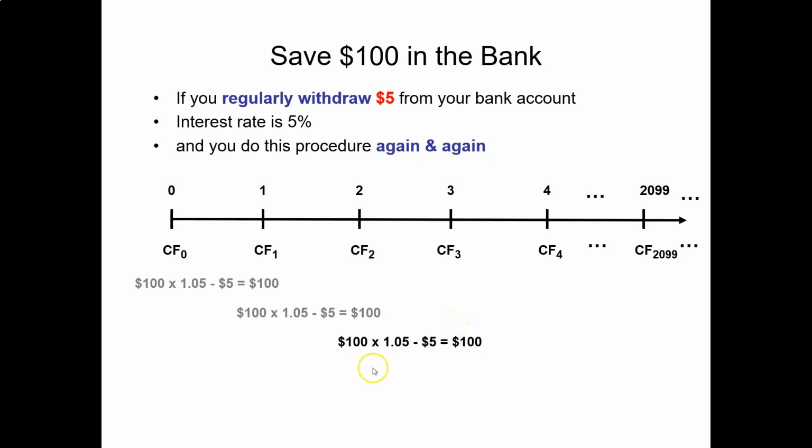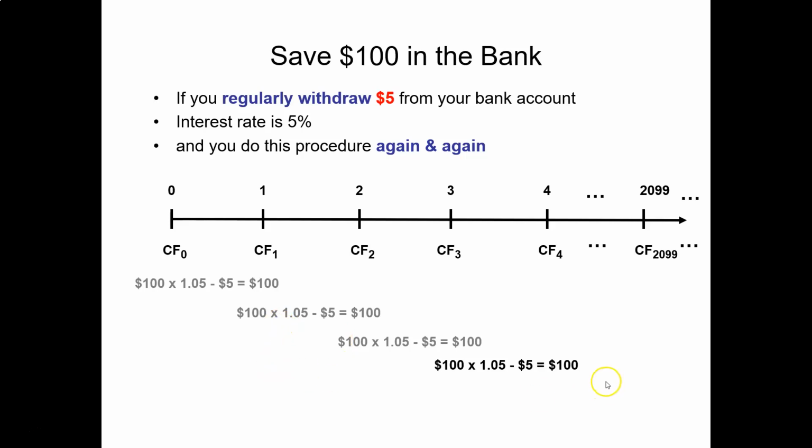Then in year 3, the $100 grows to be $105. You withdraw $5 from your account. You still have $100 remaining in your bank account. Again, this $100 can grow to be $105 in year 4. In year 4, you can withdraw $5 from your account and leave the $100 in your account.